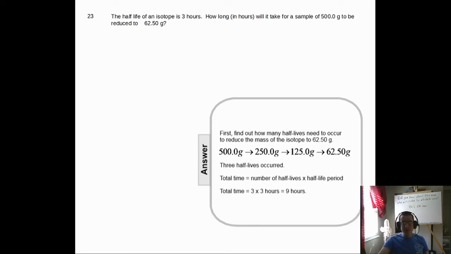You could also plug this into that equation, but you have to know how to use logarithms and all that stuff, and I quite frankly don't feel like dealing with that. And I will not blame you if you don't want to either. So, that's all we really need to do for half-life.